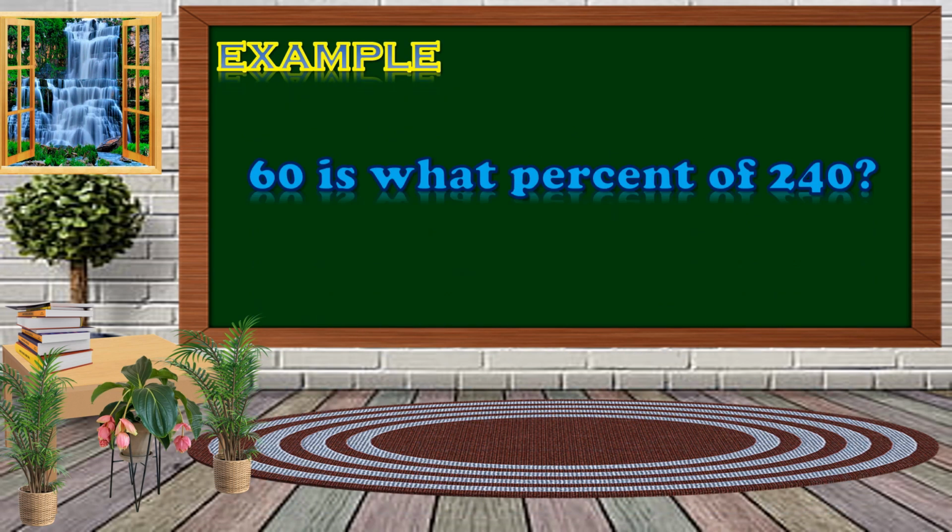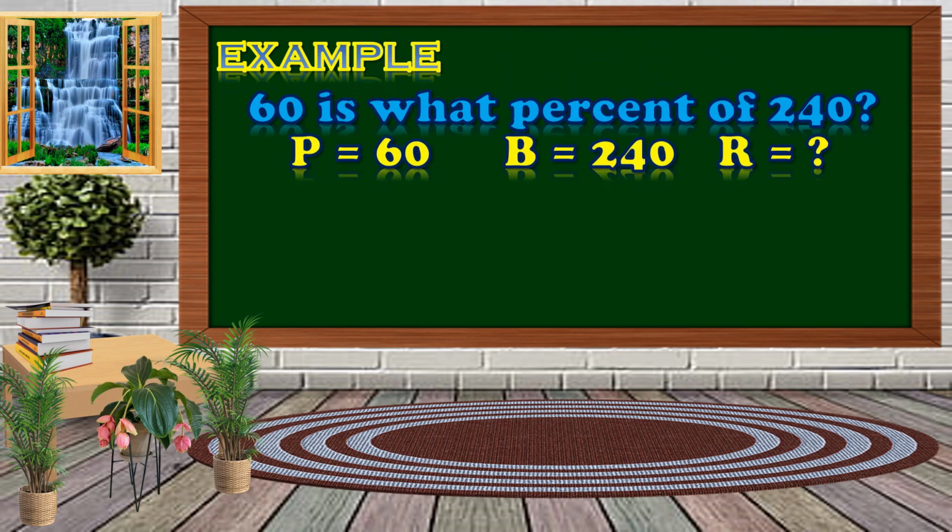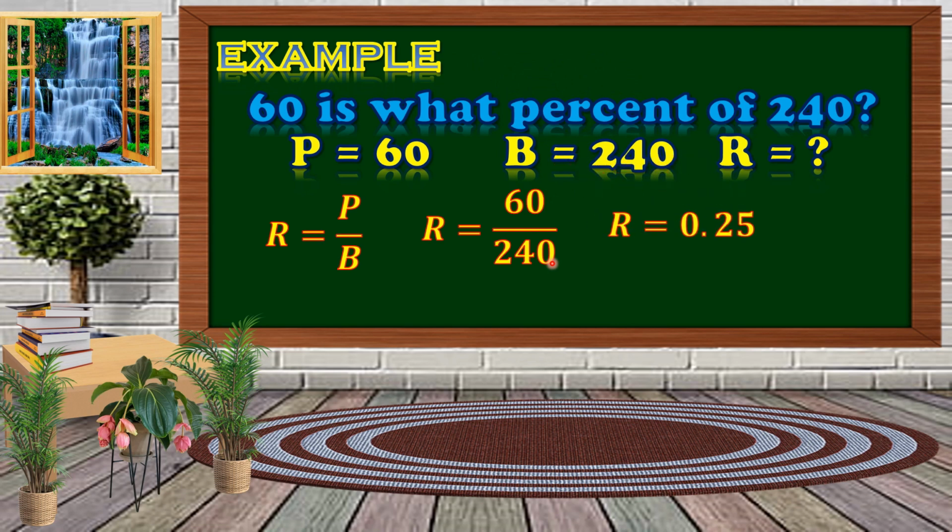Next example: 60 is what percent of 240? We're going to find the percent that describes 60 and 240. So 60 is the percentage, base is 240, and the rate is what we're going to find. We're going to use the formula rate is equal to percentage divided by base. Substitute the values: 60 divided by 240. If we divide that, the result would be 0.25.